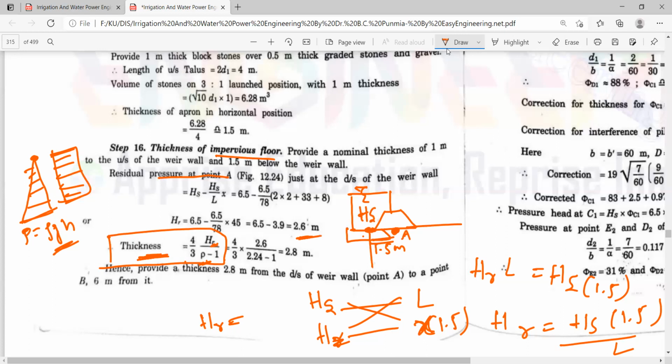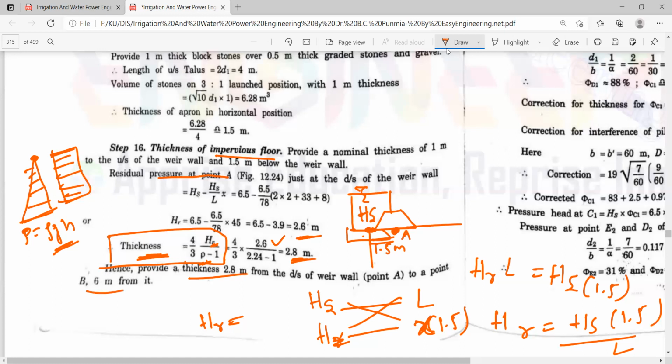So that is 4/3 into HR, which will be 2.6. The residual head is 2.6 for 1.5 meters. Then rho is equal to 2.24, minus 1. You are going to get the thickness. We need to provide 2.8 meters.